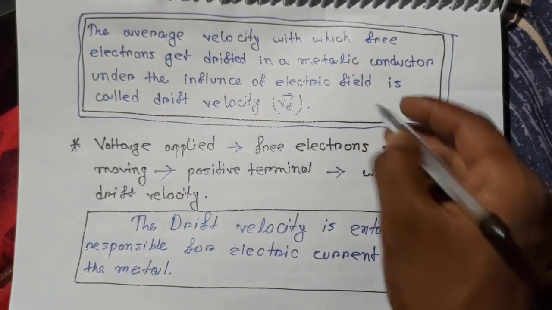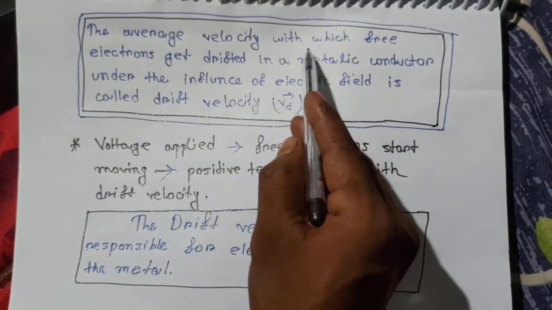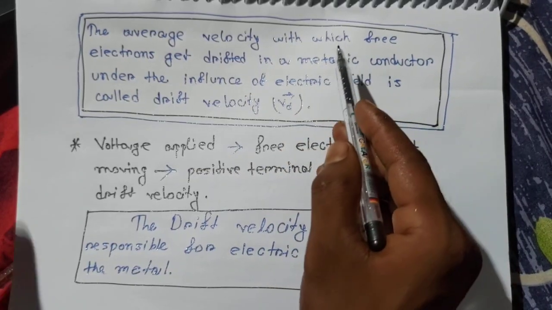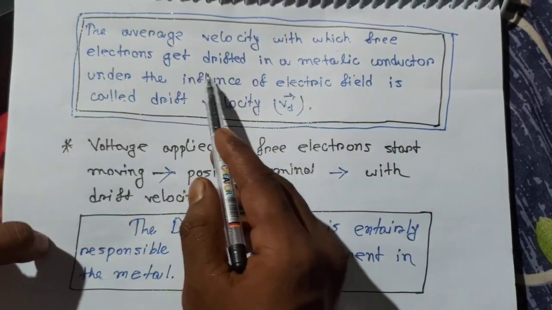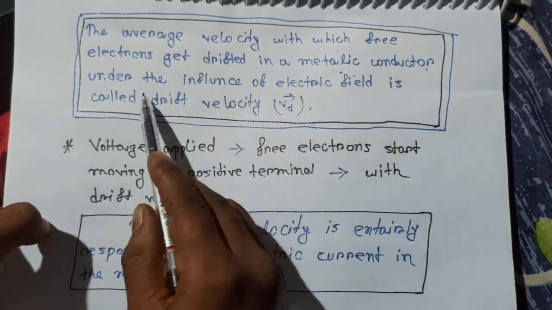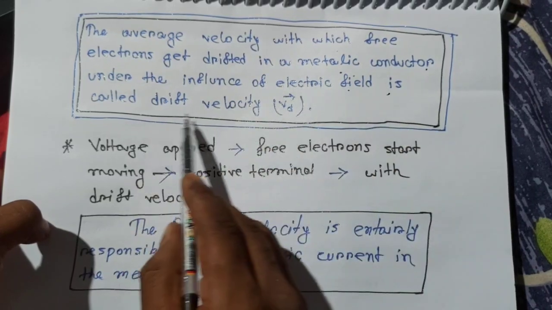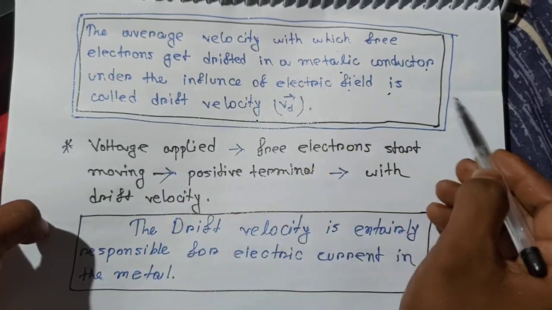So the definition of drift velocity: the average velocity with which free electrons get drifted in a metallic conductor under the influence of an electric field is called drift velocity. I think you guys understand.